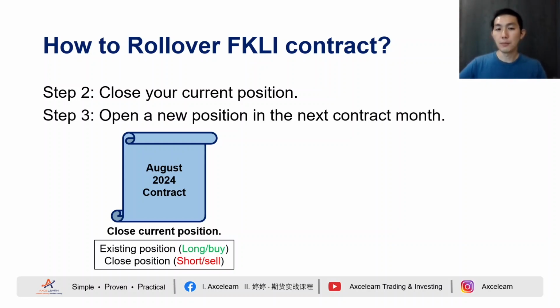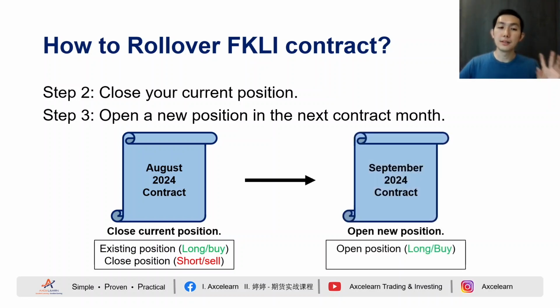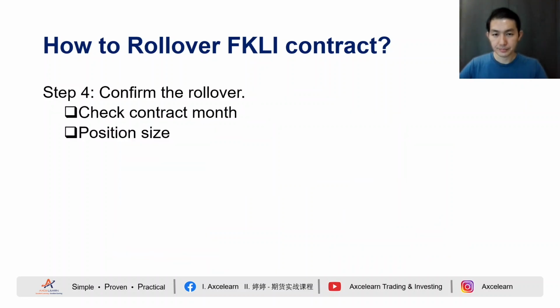Step 3, open a new position in the next contract month. Immediately after closing your current position, you open a new position in the next month's FKLI contract. Make sure you're opening the same type of position, whether it is long or short, and in the same quantity to maintain your exposure.